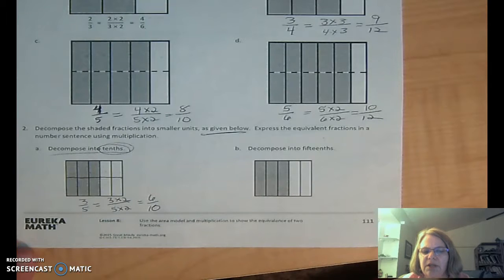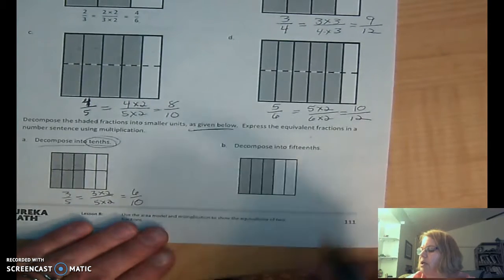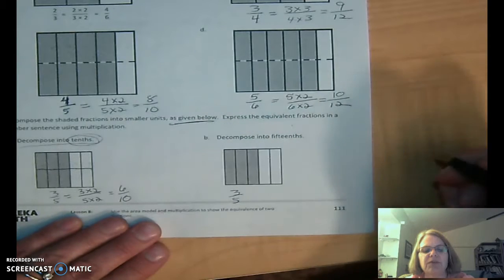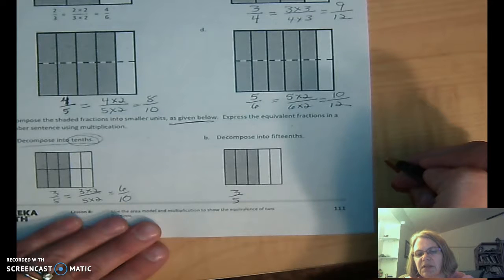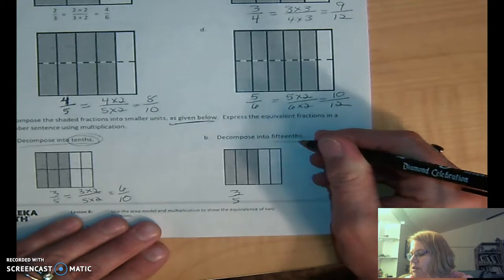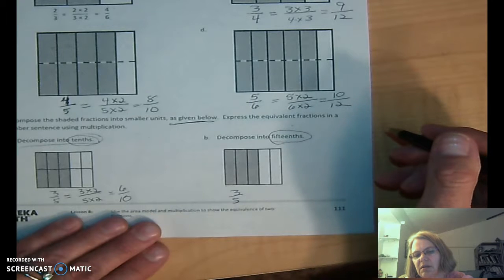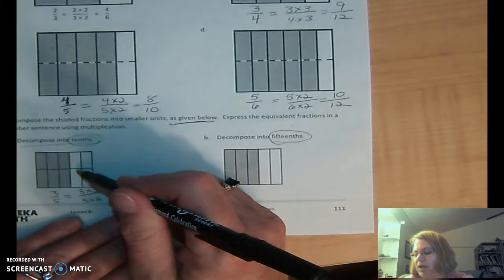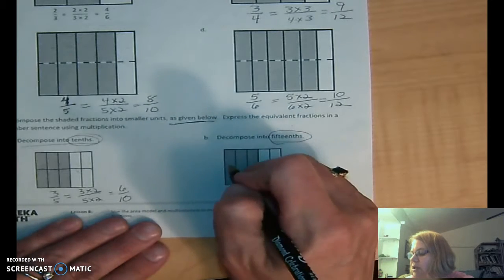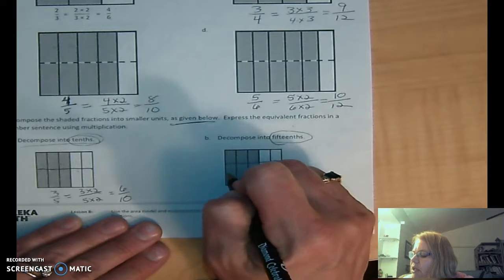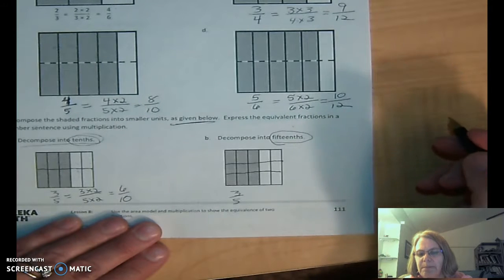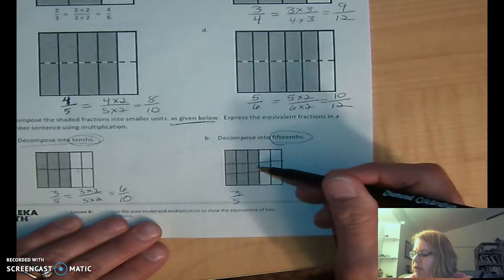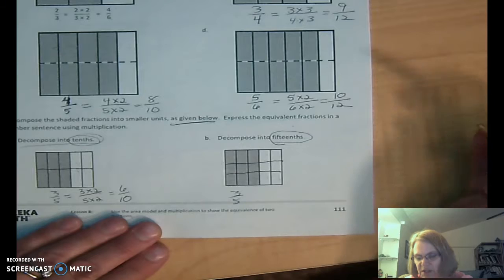Okay, now I'm going to do letter B with you, because letter B, we're starting off with the same fraction, 3 over 5, 3/5. But it wants us to decompose it into 15ths. So we need to make this into 15 squares. Well, this one line made it into 10 squares, so I'm thinking that if we do 2 lines, it'll make it into 15 squares. So 1, 2, 3, 4, 5, 6, 7, 8, 9, 10, 11, 12, 13, 14, 15. Now we're in 15ths.